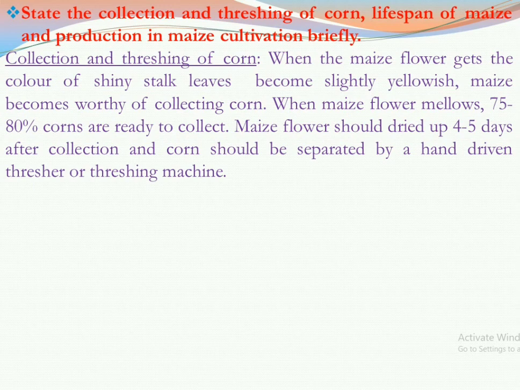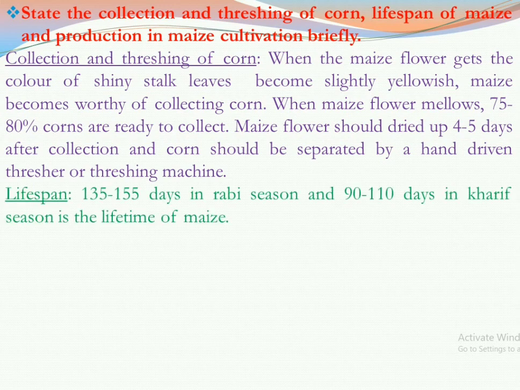Now lifespan: 135 to 155 days in Rabi season and 90 to 110 days in Kharif season is the lifetime of maize. That means earlier we know that maize is cultivated in two seasons, in Rabi season and also in Kharif season. But the lifespan of maize in Rabi season is longer than the lifespan in Kharif season.